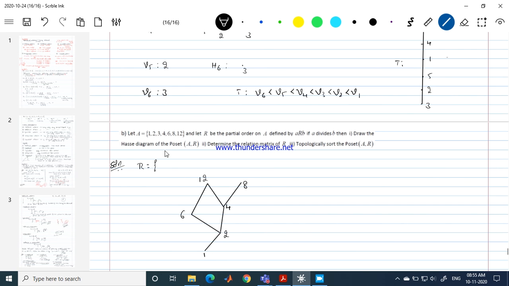Now come back to 1. So 1 divides 3, that is missing. Let me write that. And 3 divides 6. And 3 divides 12. That part is taken care of. So this is what the Hasse diagram corresponds to. This relation. So A divides B.